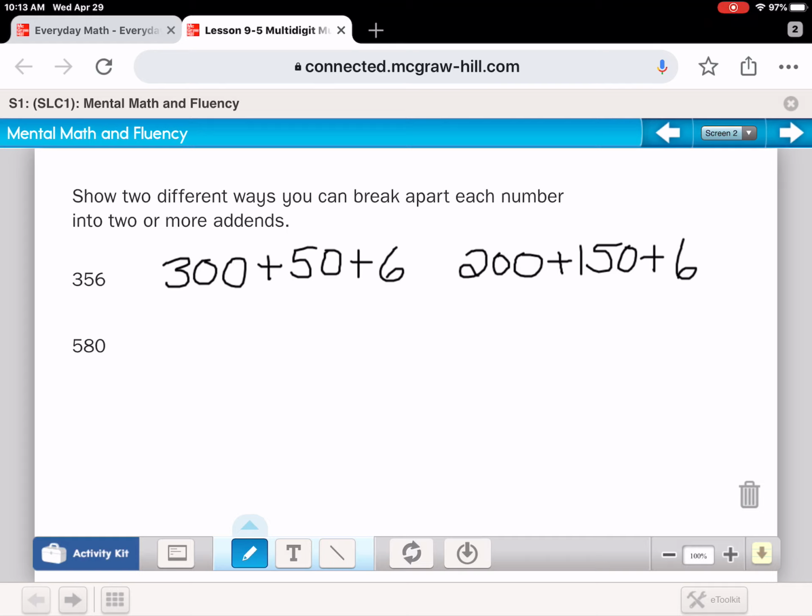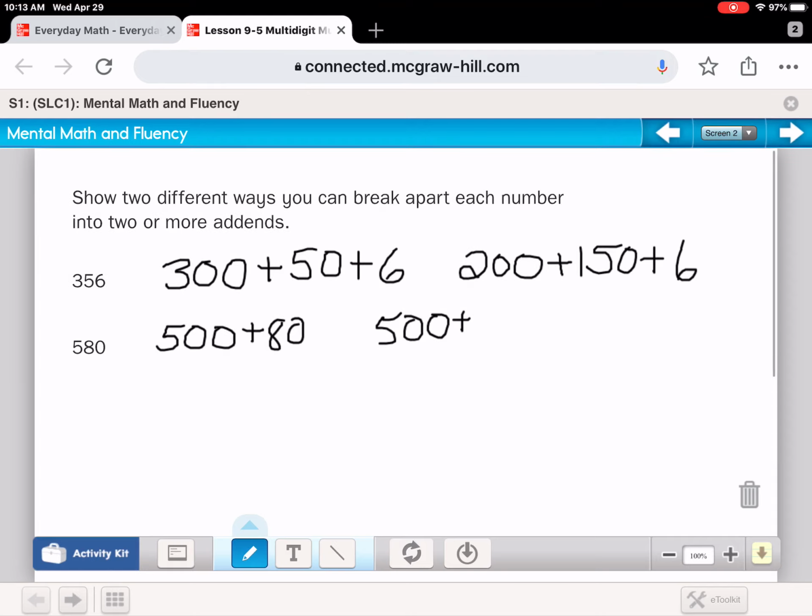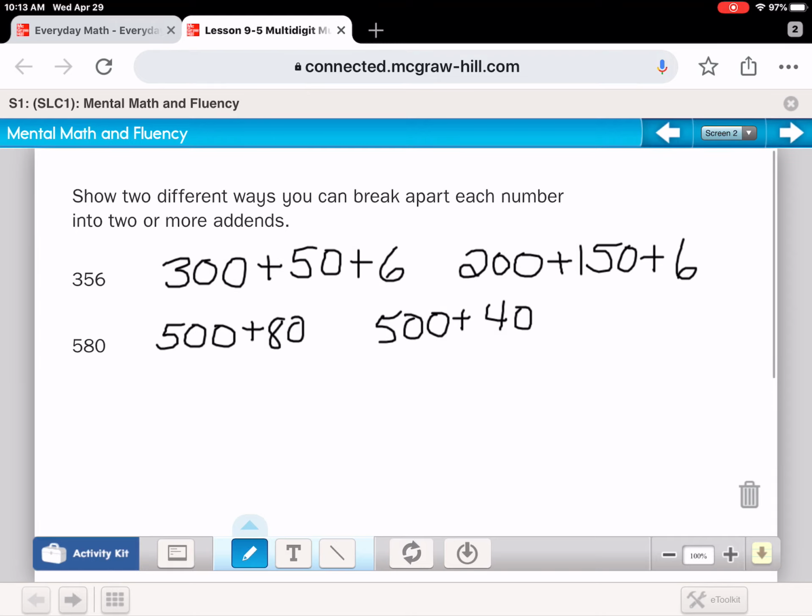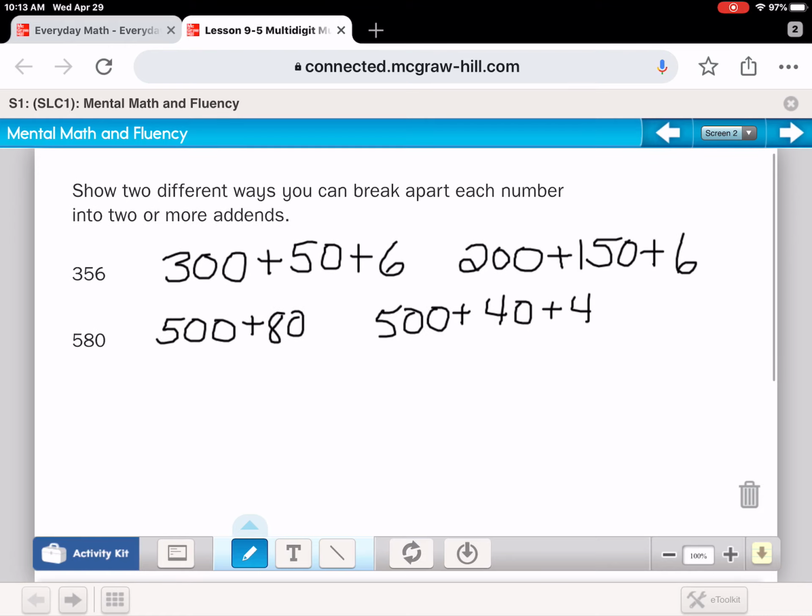And let's try 580. How could you break apart 580 into two or more addends? Exactly. 580 would be 500 plus 80. Or maybe 500 plus 40 plus 40. Now, of course, those are not the only ways. There are many ways you could break them apart, but these are broken into easy to work with numbers.